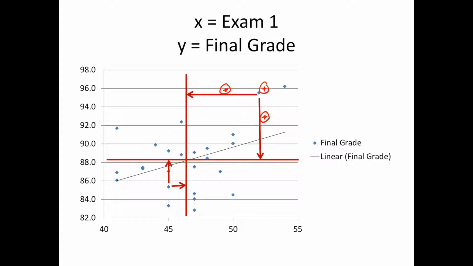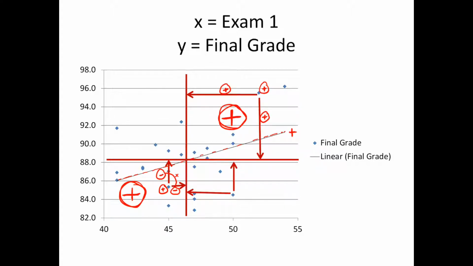Down here, we have someone who has a lower than average exam 1 score and a lower than average final grade. But remember, when we multiply a negative times a negative, we end up getting a positive. So this person's cross product is going to be positive. In other words, up here in this quadrant, we tend to have positive cross products. Down here in this quadrant, we have positive cross products. And it should come as no surprise that a line that goes through these two quadrants is going to have a slope that's positive.